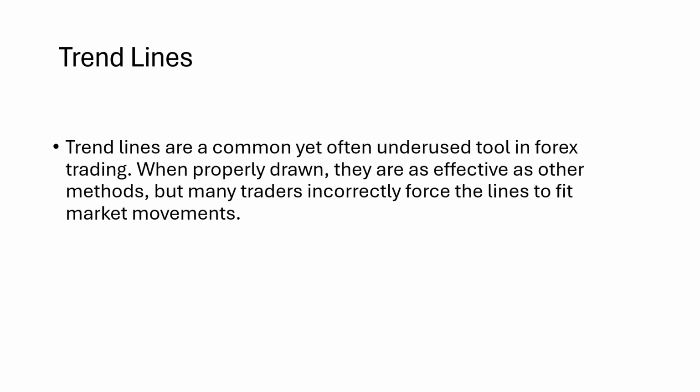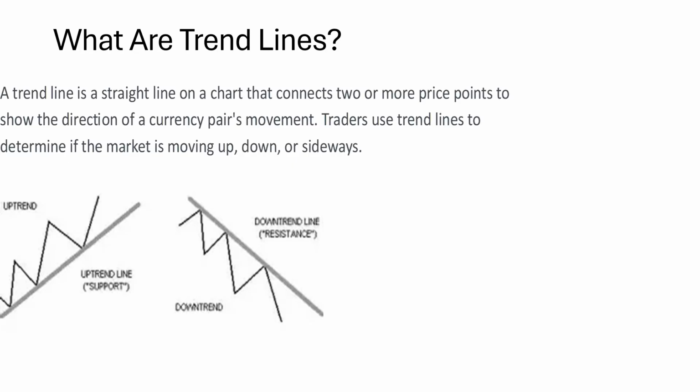Okay, so trend lines are a common yet often underused tool in Forex trading. When properly drawn, they are as effective as other methods, but many traders incorrectly force the lines to fit market movements. What are trend lines? A trend line is a straight line on a chart that connects two or more price points to show the direction of a currency pair's movement.